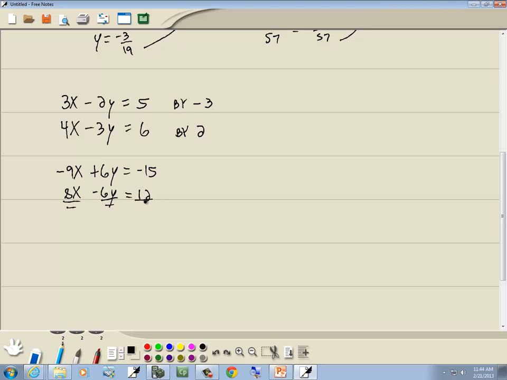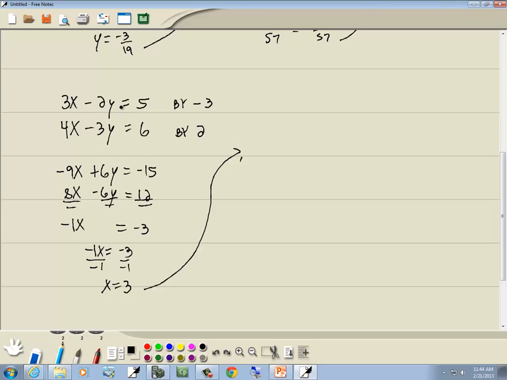You know, this one actually might come out halfway decent. Negative 9x plus 8x is negative 1x. 6y minus 6y drops away. Negative 15 plus 12 is negative 3. Oh, what are the odds? I better go to the casino today. Usually I make them up. They don't come out nice like this. Divide both sides by the number in front of your x, which is negative 1. And I get x is equal to 3. I wonder if y comes out just as nice.